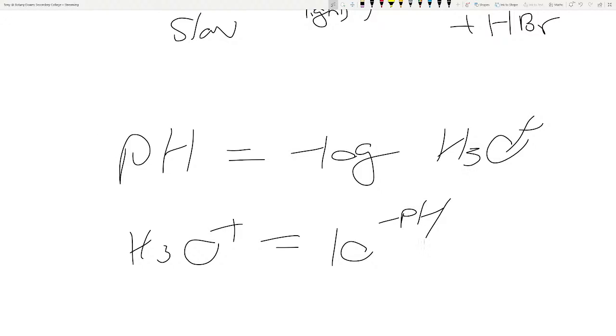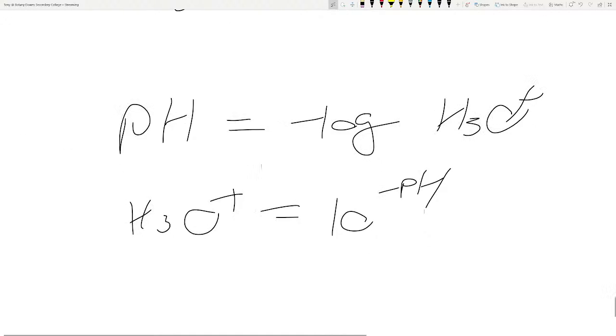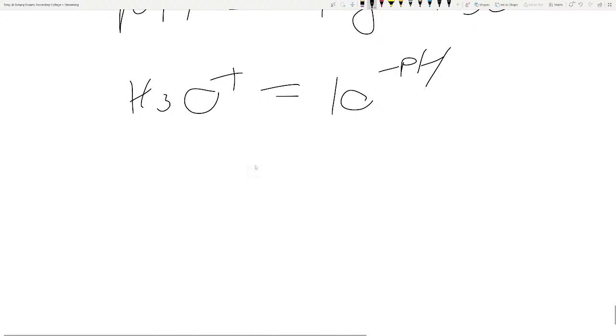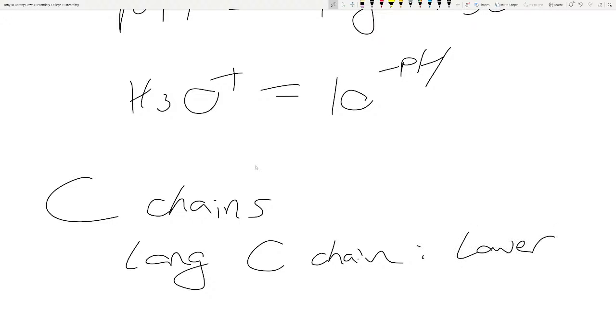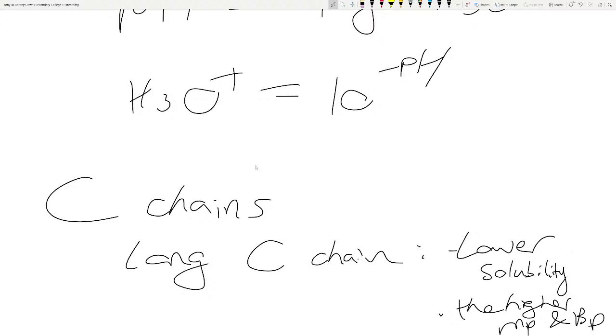Could you please go over the length of carbon chains and how it affects each functional group? Okay, so you just need to remember the carbon chains. The longer the carbon chain, the lower the solubility. The lower the solubility, the higher the melting point and boiling point, and that's all you need to know.